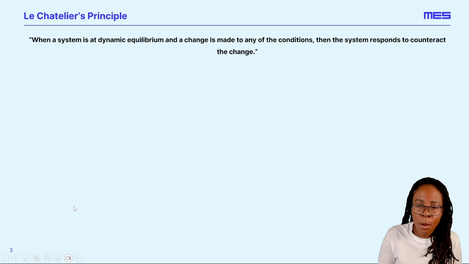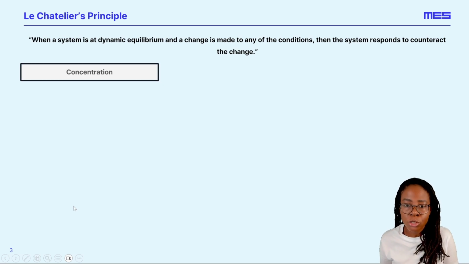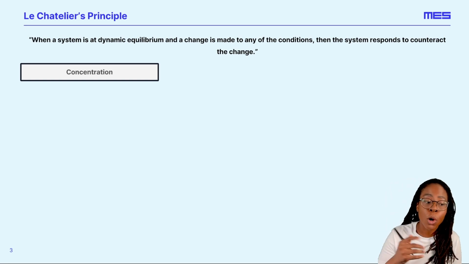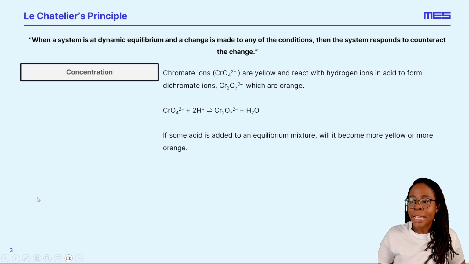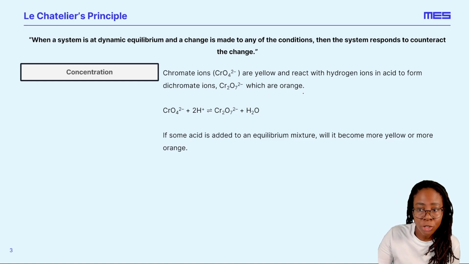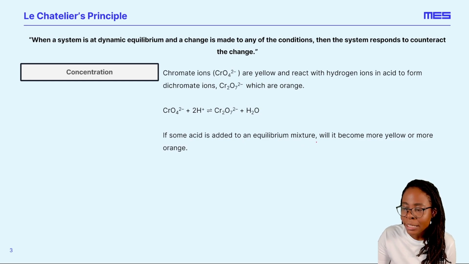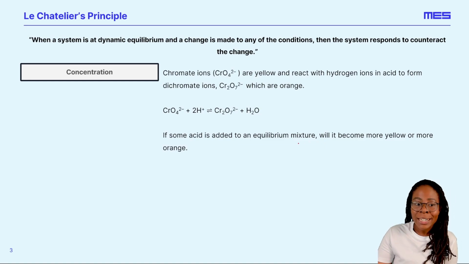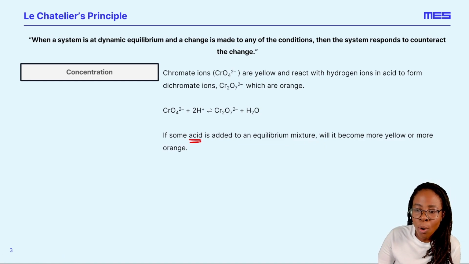So, first example, and probably the simplest, is if we're looking at concentration. Again, whatever we do, the system is going to try to oppose that change. So here's a practice question. We've got chromate ions, which are yellow, and react with hydrogen ions in acid to form dichromate ions, which are orange. This is our equilibrium. This is our reaction. If some acid is added to the equilibrium mixture, will the mixture become more yellow or more orange? So let's consider what we're doing. We're adding some more acid into our system, so we are increasing the H plus concentration.